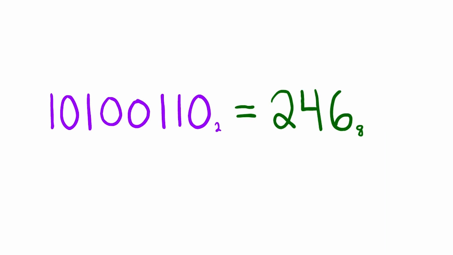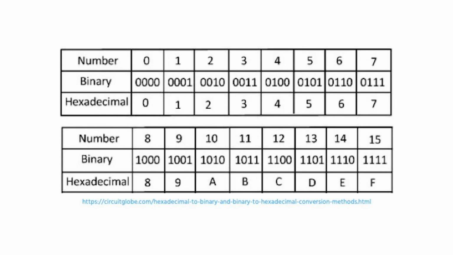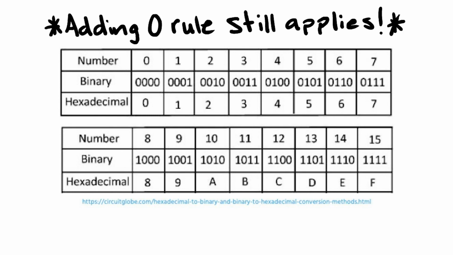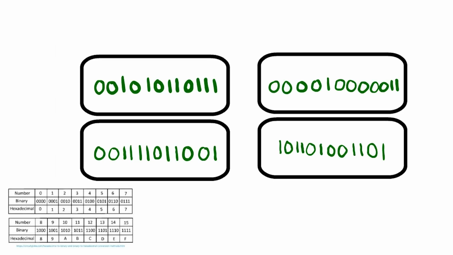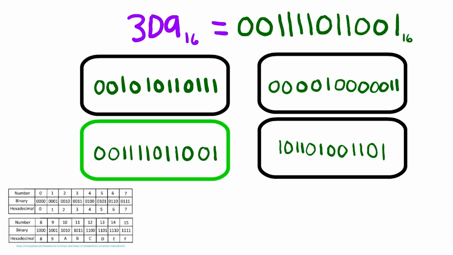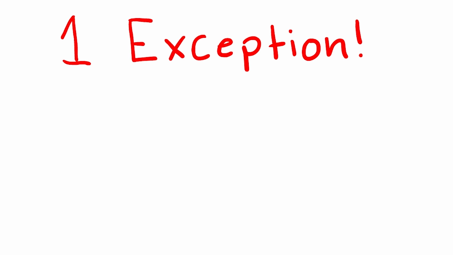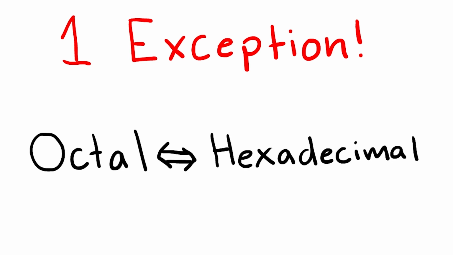That's right, it's 246. Hexadecimal is similar, except it's 4 bits instead of 3. And the adding 0 rule applies here too, if the number of digits is not divisible by 4. So, which of these is the correct conversion for 3D9? Correct! It's 001111011001.